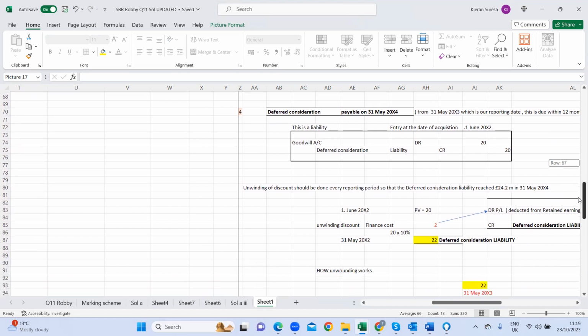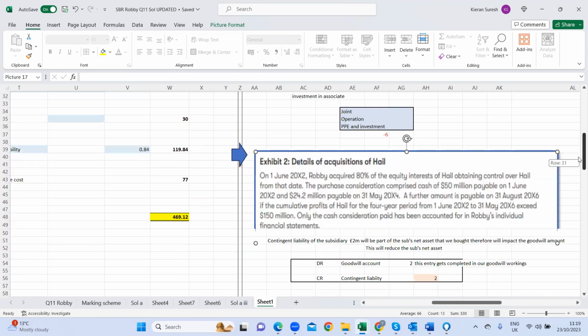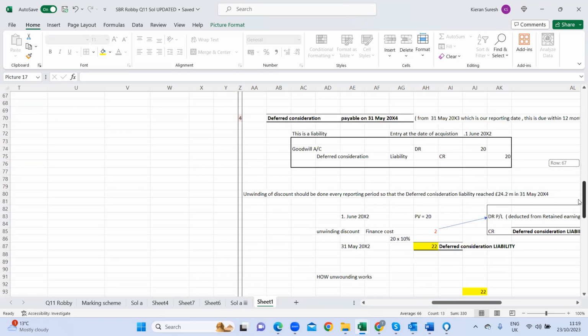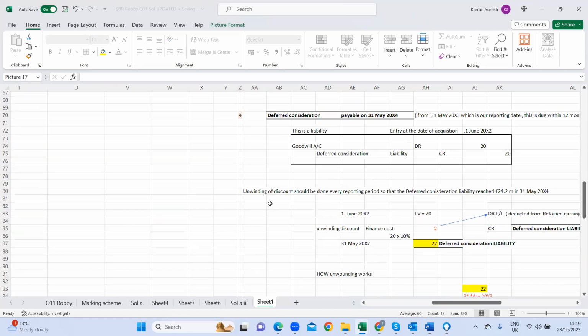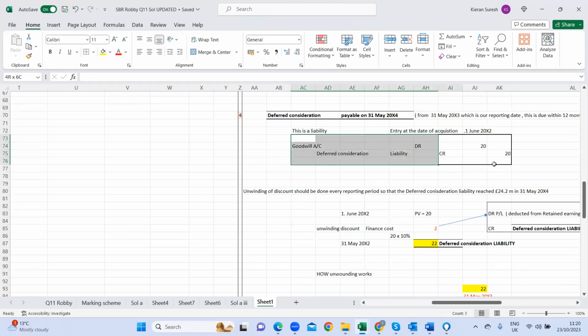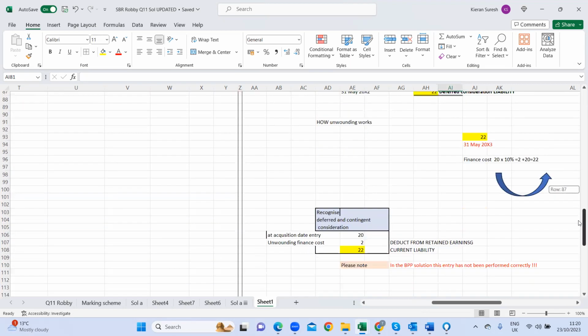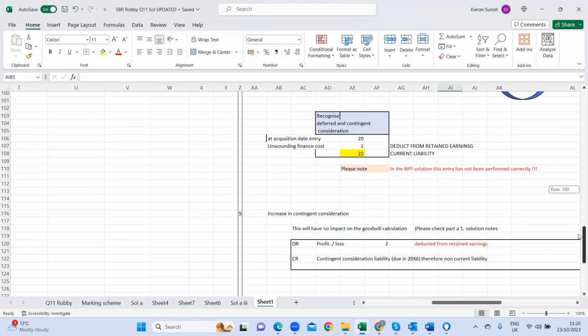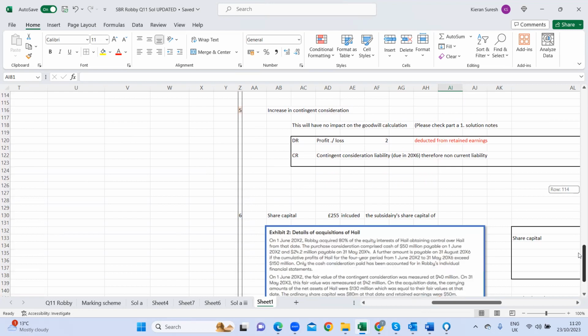Yes, this is the contingent consideration. I've just skipped some steps. Don't worry, I'm doing it in a way that is easy for me to explain. So this is a double entry for that contingent consideration. We already recorded these contingent considerations. And this is deferred, sorry, this is deferred consideration. I'm just looking for contingent consideration. Yes, this is the contingent consideration, and we have already done it.